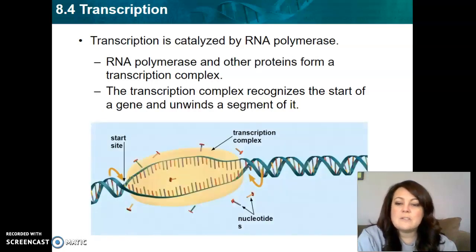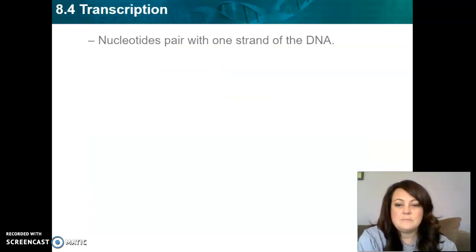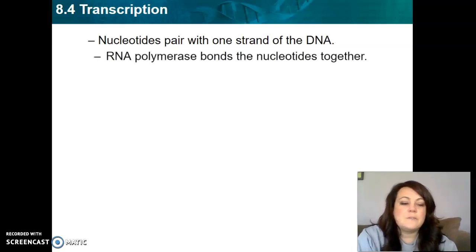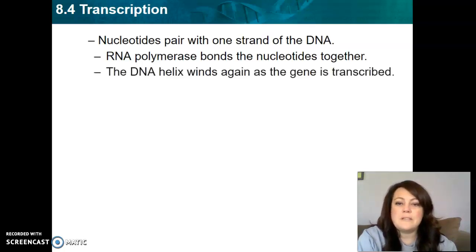So at that start site, there's a specific start sequence that polymerase is looking for, and it tells it, hey, start reading here. And once you start reading, it's going to run across a start codon that tells it to start coding. And that's going to be important in this next section. Nucleotides will pair with one strand of the DNA, so it's very similar to replication. But the difference is, instead of replication going from DNA to DNA, transcription is going from DNA to RNA. That RNA polymerase will bond the nucleotides together.